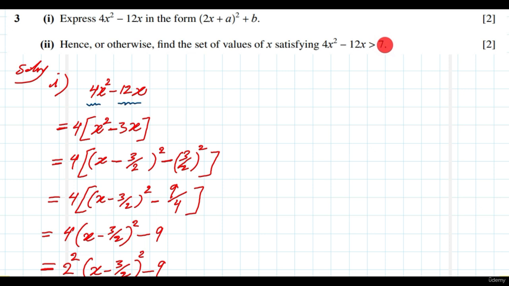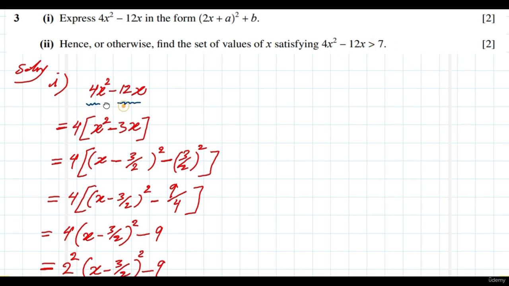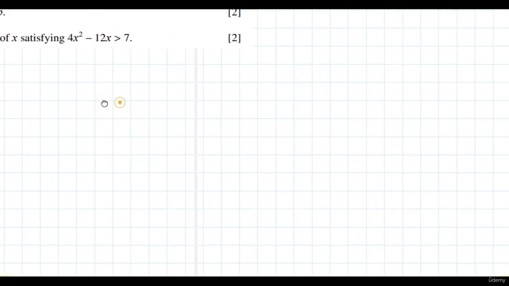This is the first step. You can start with solving the quadratic inequalities. So when you look here, you see that it's 7. Therefore, we need to change it to 0.